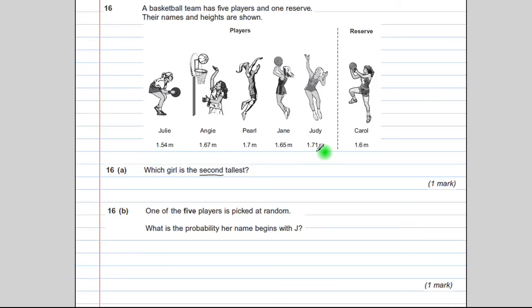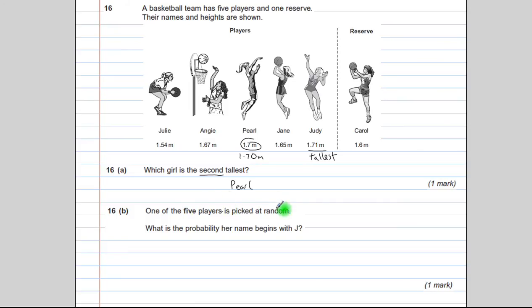Well, looking at the heights, it's fairly obvious that Judy is the tallest. So we need the next one down. Now, remember 1.7 really means 1.70. That allows us to compare it more easily with these, because if you didn't spot that, don't think that this means 1m7. It doesn't. It means 1m70. And so that one here, Pearl, is the second tallest.